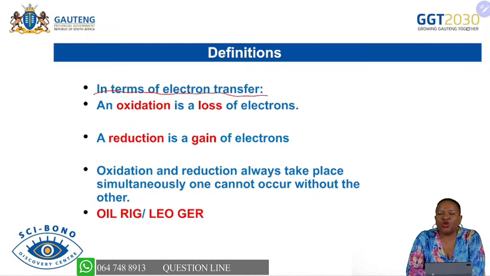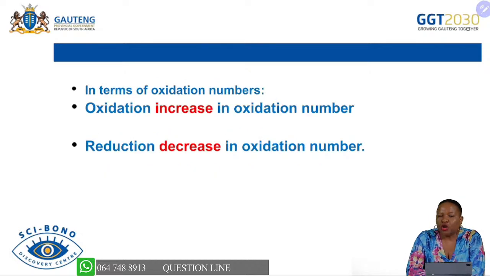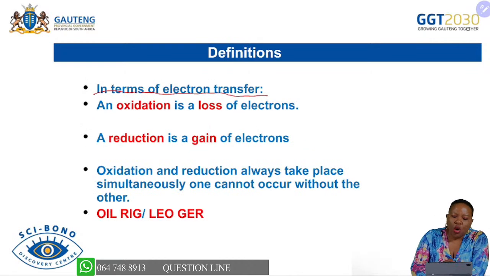Now, I said we are going to define oxidation and reduction in terms of electron transfer. It is very important that you understand in which terms the examiner is looking for the definition. The examiner can say define oxidation in terms of electron transfer, or define oxidation in terms of oxidation number.